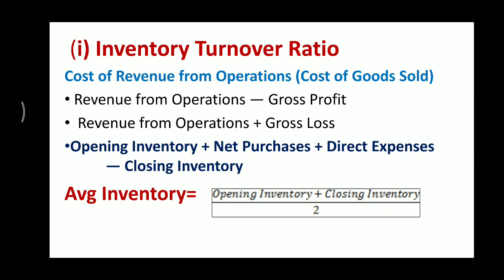And how to calculate average inventory? Average inventory is simply opening inventory plus closing inventory divided by 2. In case opening inventory or closing inventory is not given, and only one of them is given, then whatever is given will be considered as your average inventory, and we will directly put that in the formula, and we will get our answer in the form of number of times.